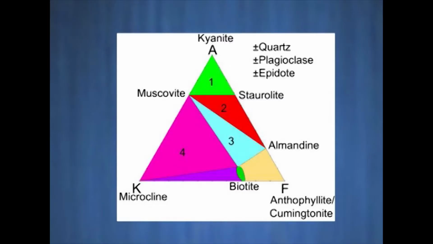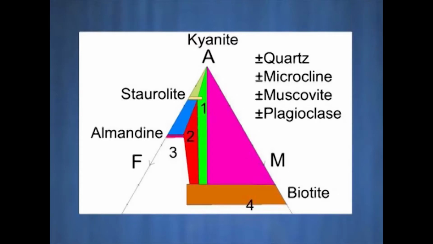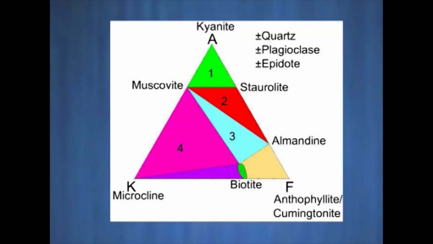The assemblages are: first assemblage kyanite, staurolite plus or minus muscovite plus or minus microcline plus or minus plagioclase plus or minus quartz, that is also known as kyanite staurolite schist. Second assemblage staurolite almandine garnet plus or minus muscovite plus or minus microcline plus or minus oligoclase, quartz, staurolite almandine schist. Third assemblage staurolite plus almandine plus or minus biotite plus or minus muscovite plus or minus microcline plus or minus plagioclase plus or minus quartz, also known as staurolite almandine biotite schist.